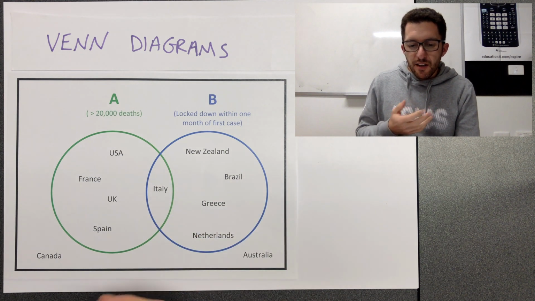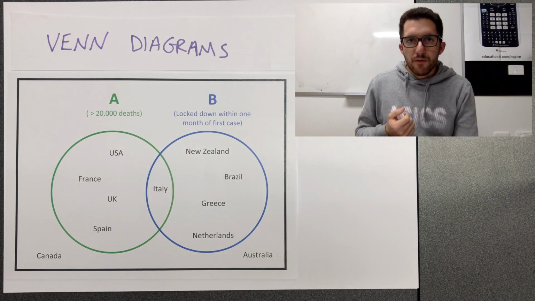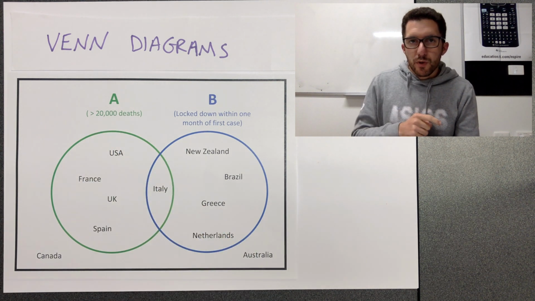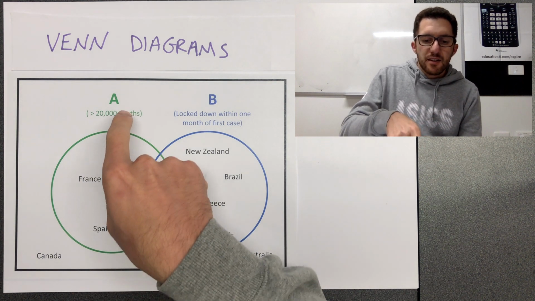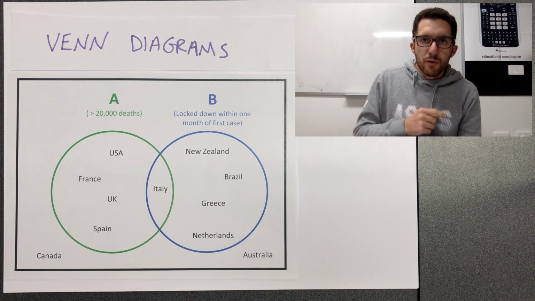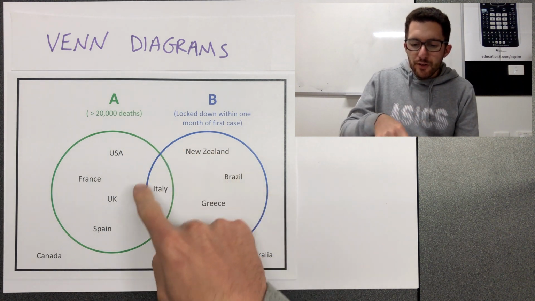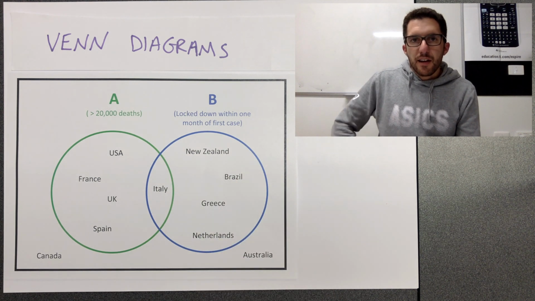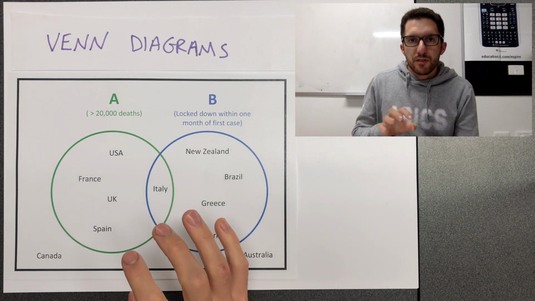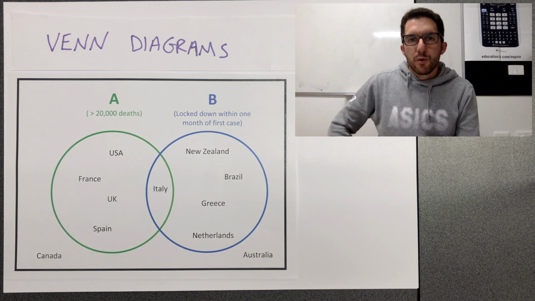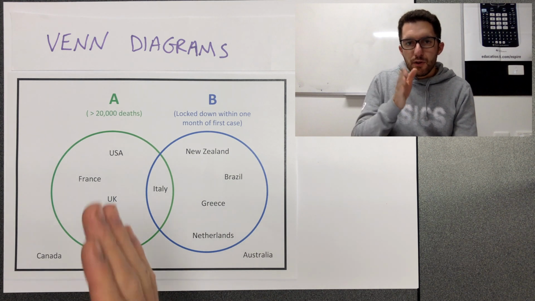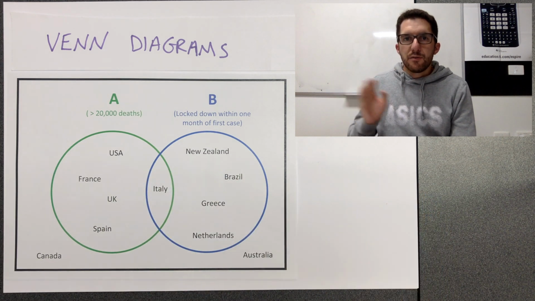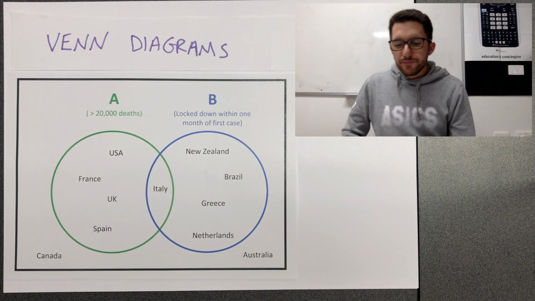So you can see here, this situation is to do with the coronavirus, and we have one group of countries which have recorded more than 20,000 deaths. That's our Group A, the green group. Over here we've got our blue group, Group B, and that's made up of countries that enforced lockdown measures within 1 month of recording their first case. So they recorded their first case of coronavirus, and then within 1 month they enforced lockdown measures.